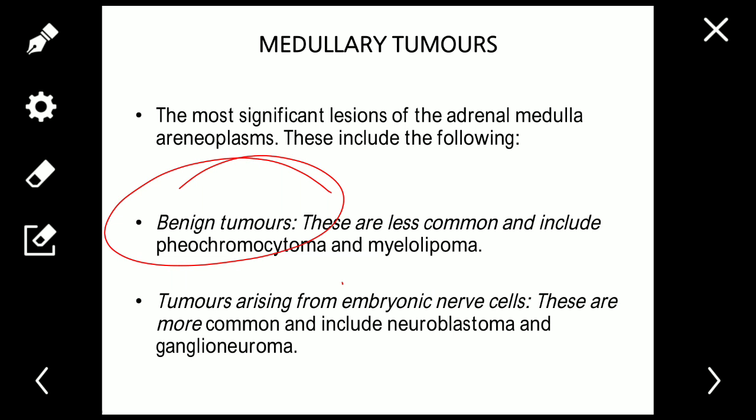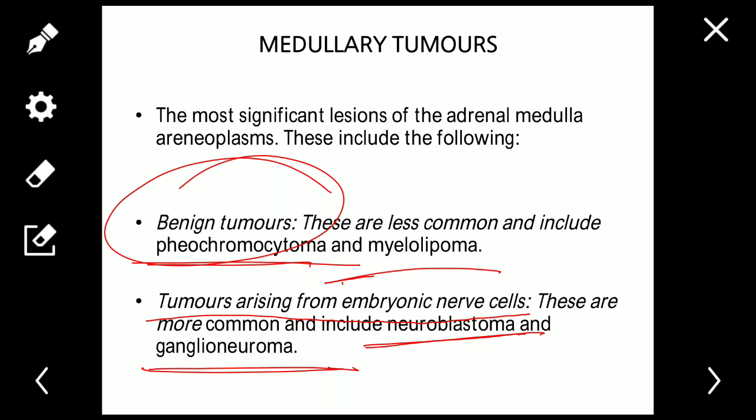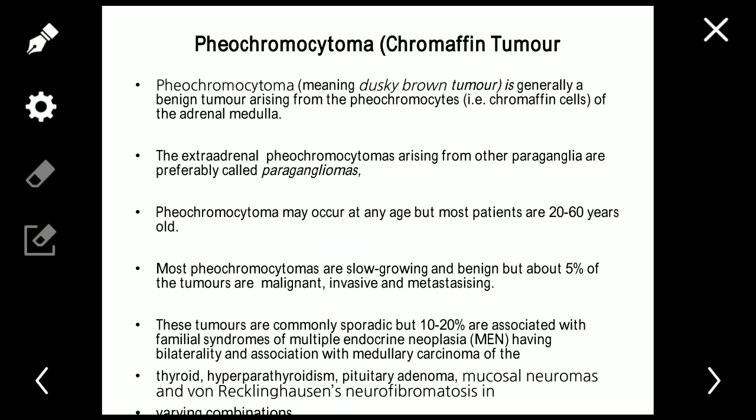In benign tumors, we have two tumors, pheochromocytoma and myelolipoma, and the tumors arising from embryonic nerve cells, which are more common, include neuroblastoma and ganglioneuroma. So these are the tumors in the medulla of the adrenal gland. Among these tumors, pheochromocytoma is a very important tumor which arises from the adrenal medulla.